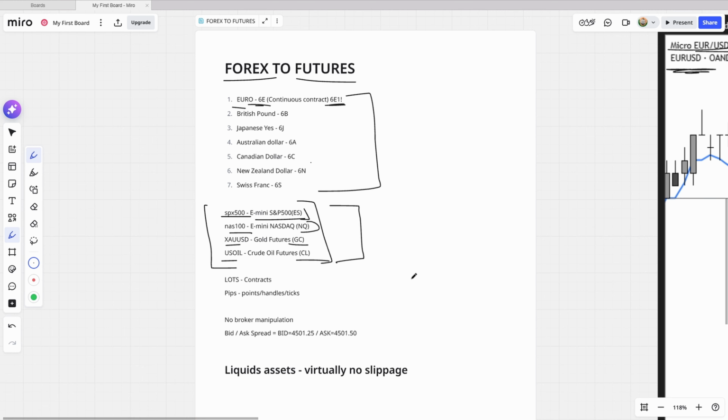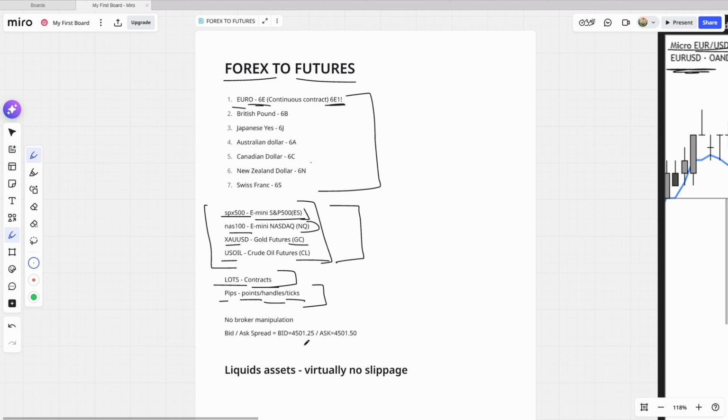Now, how does this differ mechanically from Forex? In Forex, you trade lots. In futures, you trade contracts. In Forex, you measure movement in pips. In futures, you measure movement in points, handles, and ticks. So you just need to understand how those measurements translate and how position sizing works under the futures structure.